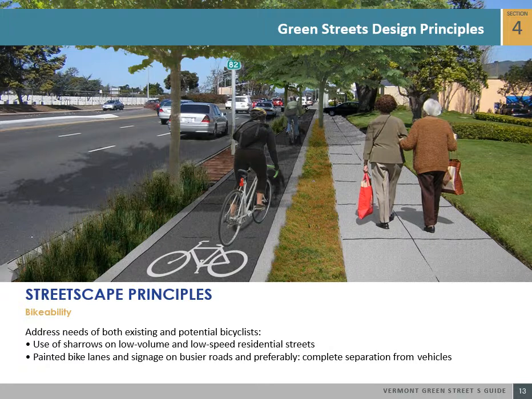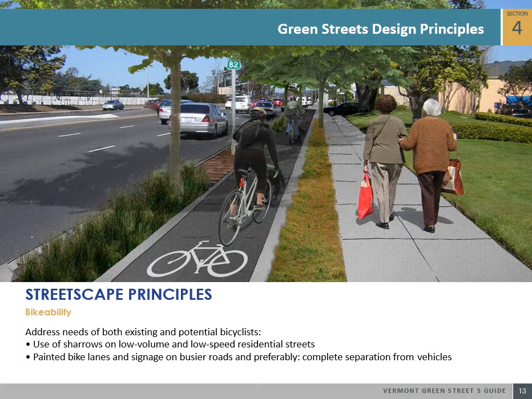Another streetscape principle when designing a green street is bikeability. Bicycling, whether for commuting to and from work or school or for recreation, requires safe and connected streets. Design elements should address the range of both existing and potential bike users. On low-volume and low-speed residential streets, sharrows, which are painted symbols, should be included on the road to signal a shared use between bikes and vehicles. On busier streets, separate painted bike lanes and signage are often warranted.